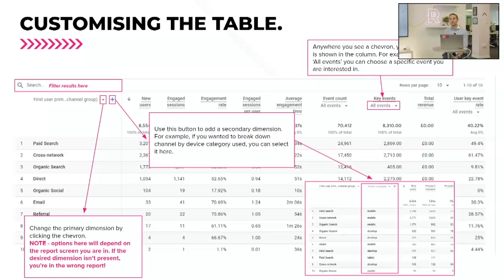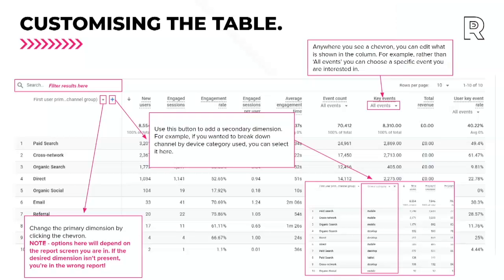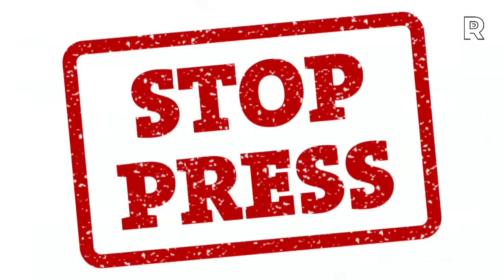And then anywhere that you see a chevron under the column name, you can also choose what's displayed there. In this example, we've got key events and it's showing all events. If you just wanted to see a purchase event or another key event that you happen to have set up, you can click the down chevron and then select which one you want to see. So there's certain customization you can do within these reports.